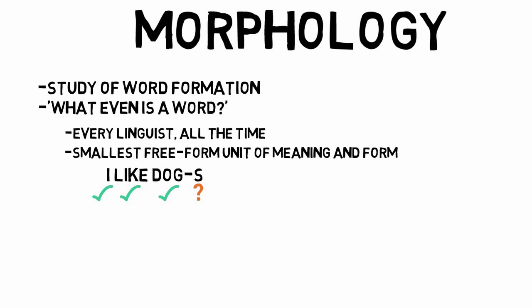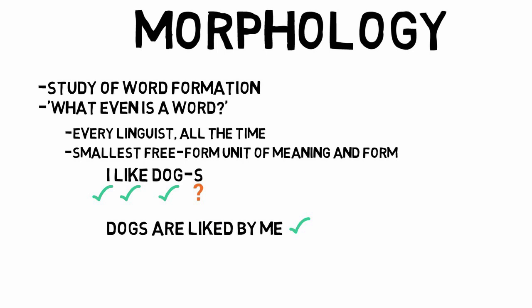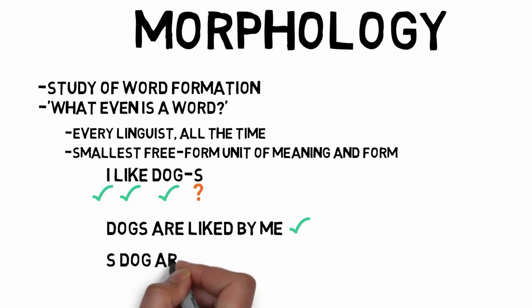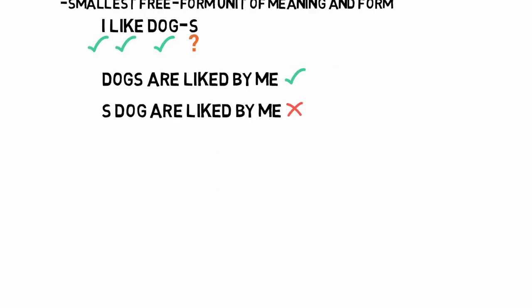But what about that word s? It doesn't seem to have a whole lot of meaning in and of itself. It sort of needs other things. Further, we can move around these words without causing too much trouble. So in the sentence, "dogs are liked by me," that's fine. But the sentence, "s dog are liked by me," doesn't impart the same meaning. The plural S seems to need to attach to the word dog here, just like the -ed seems to need to attach to the verb like. It can't occur on its own.